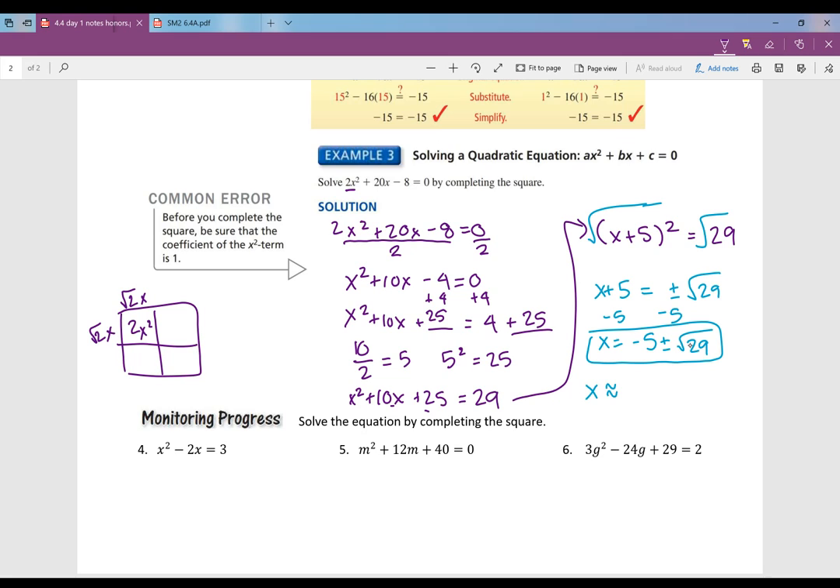All right, for number 1, you should have got x equals negative 1 and 3. For number 4, I guess, not number 1. Number 5, you should have got m equals negative 6 plus or minus 2i. So this one had a negative square root that you had to simplify and get that i. And then for 6, g is equal to 4 plus or minus the square root of 7. Okay, and on this one you had a 3g squared, so you had to divide everything by 3. And that is all for completing the square.